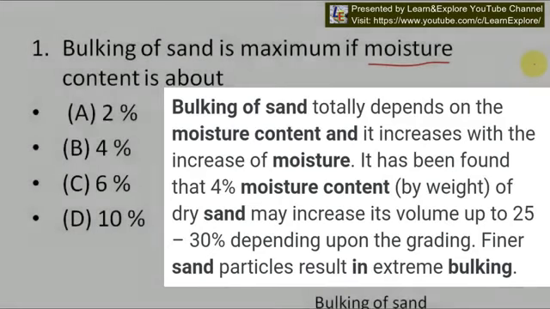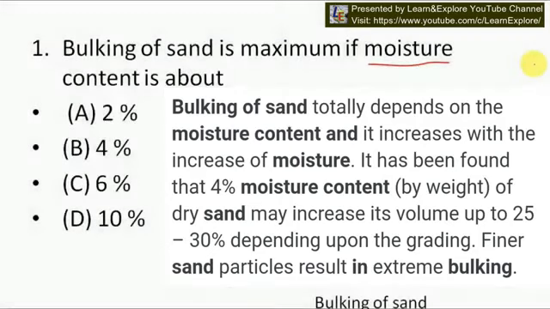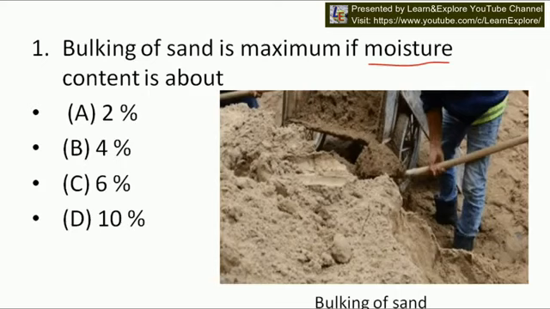Okay, it is also very important that an increase of 4% moisture content increases the volume of sand by 25 to 30%. Depending upon the grading, finer sand particles result in extreme buckling than coarse sand particles. Okay, so our answer will be B, 4%. Buckling of sand is maximum if the moisture content is about 4%.